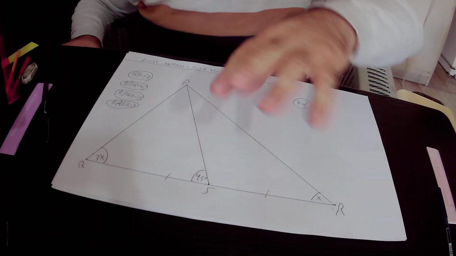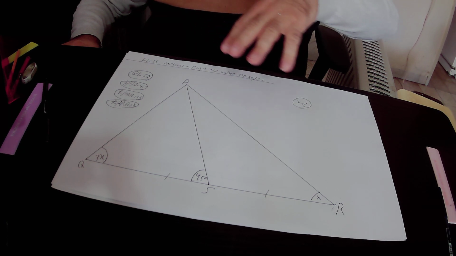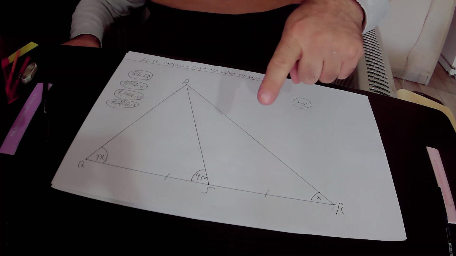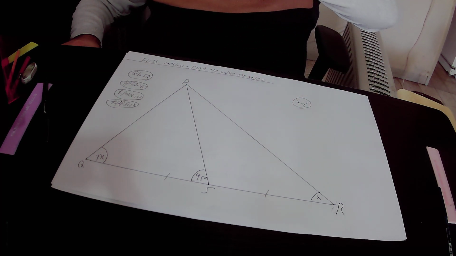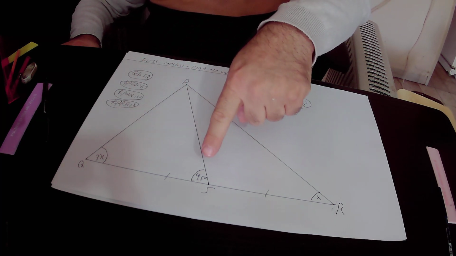Now in this lecture we will find out the value of angle x. In the drawing we have triangle PQR. We know that QS equals SR. We also know that angle PSQ equals 45 degrees.